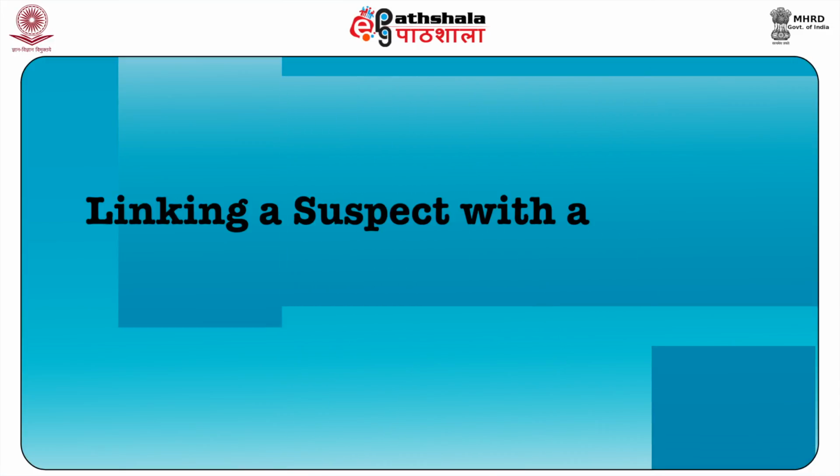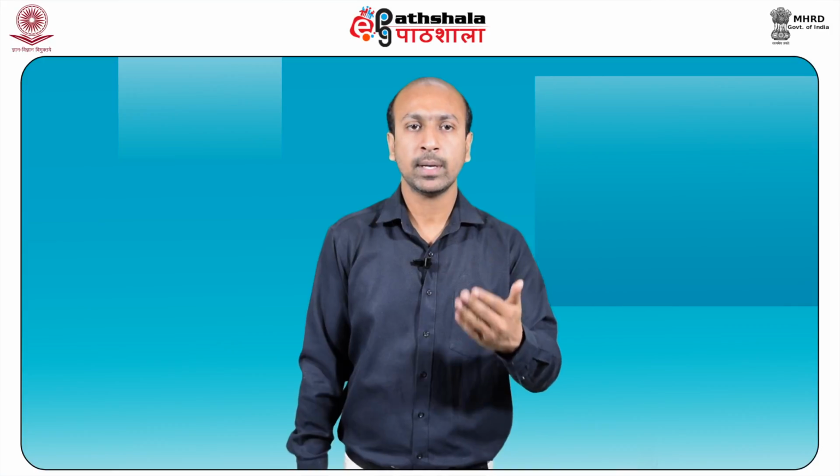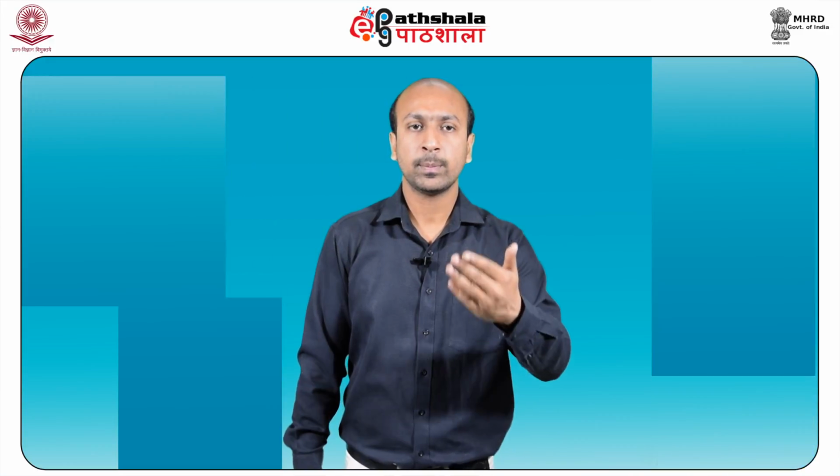Now, linking a suspect with a victim and weapon. Linking a suspect with a victim and a weapon of offense is one of the most common and important tasks, particularly in violent cases. This can be established by collecting and comparing the physical evidence from the crime scene. Blood stains, hair, blood present on a glass piece, clothing, fibers, cosmetics, and other such evidence may be transferred from a victim to a perpetrator.